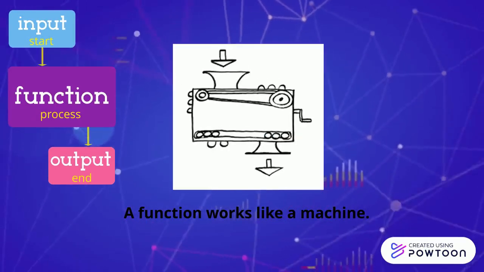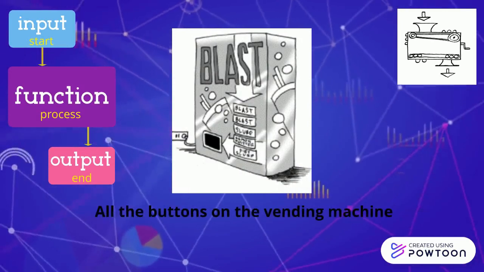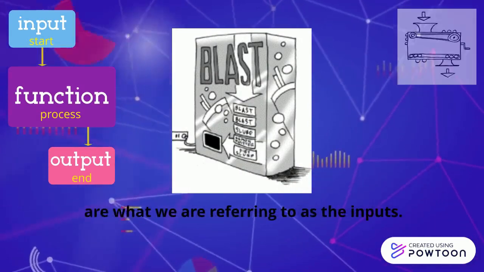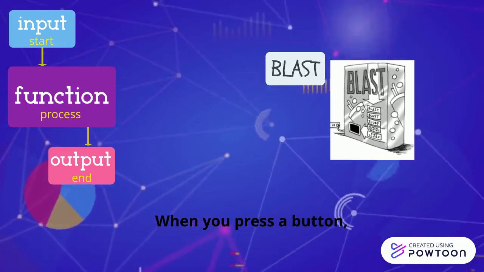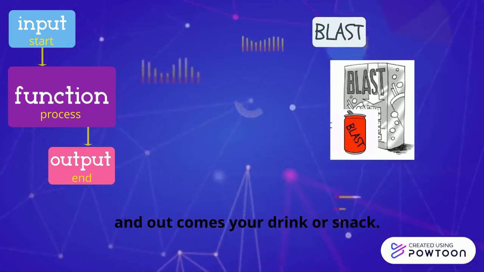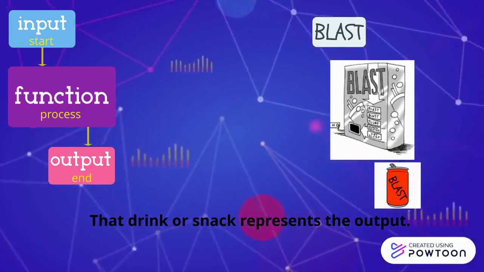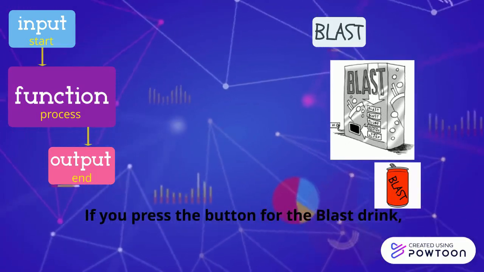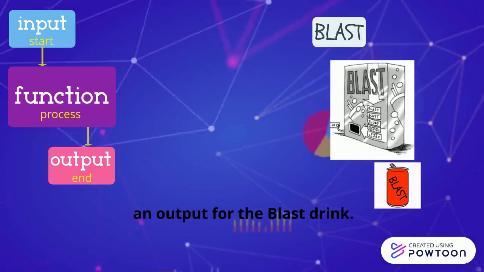A function works like a machine. As an example, think of it as a vending machine. All the buttons on the vending machine are what we are referring to as the inputs. When you press a button, the vending machine goes through its process, and out comes your drink or snack. That drink or snack represents the output. If you press the button for the blast drink, the soda machine should always give you an output for the blast drink.